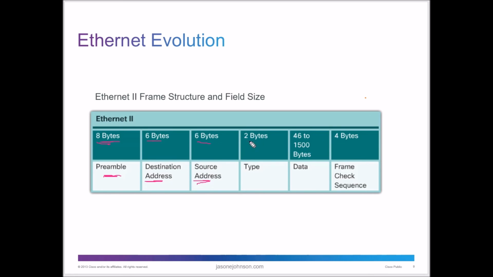the next 6 bytes are your source address, 2 bytes for the type of the frame, and then you can have anywhere from 46 to 1500 bytes of data, depending upon how big that is. The max size would be 1500, and anything larger than that would be broken up into multiple frames. So if you're sending a gig worth of data, that's going to be broken up into many different frames.